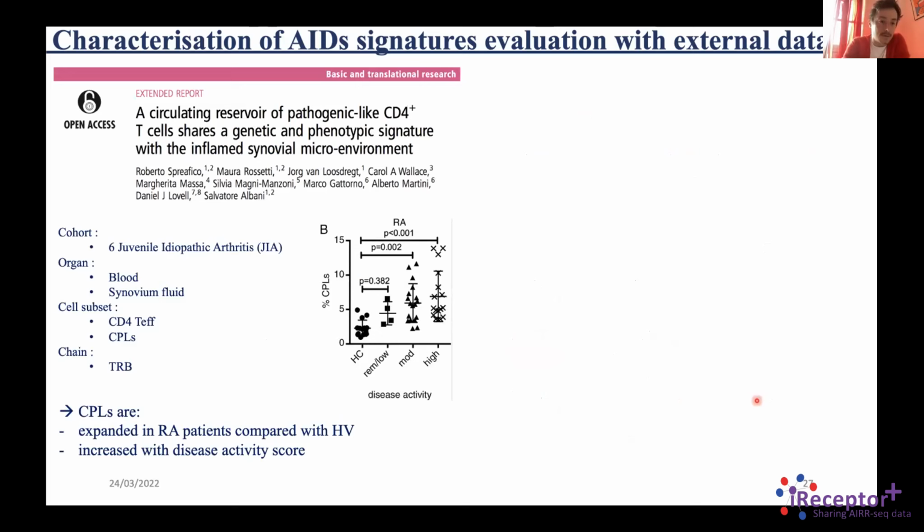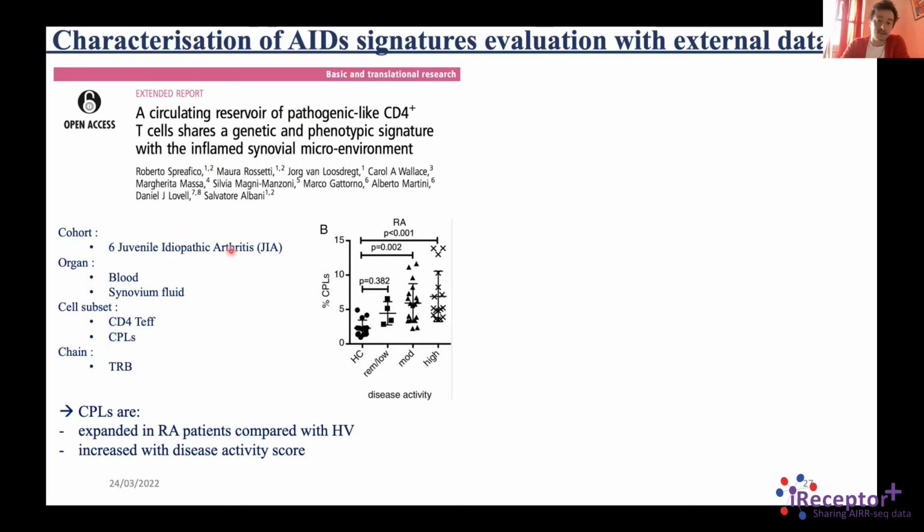So the first result is for the rheumatoid arthritis patients. So we extracted the dataset from the Albani paper. They have a cohort of six juvenile idiopathic arthritis patients from blood and synovial fluid for the effector T cell, and they also characterize the circulating pathogenic lymphocytes in the blood, and as I said, for the beta chain.